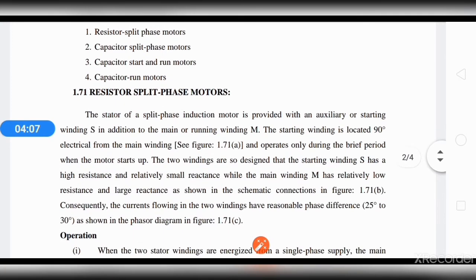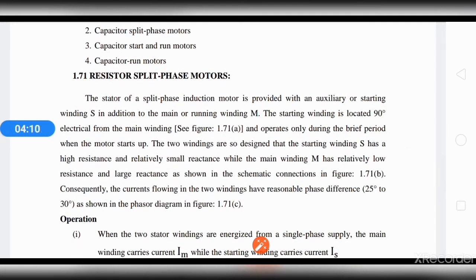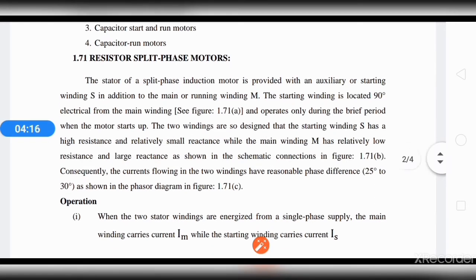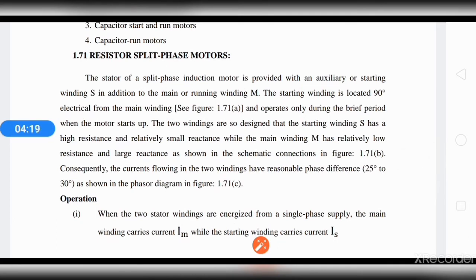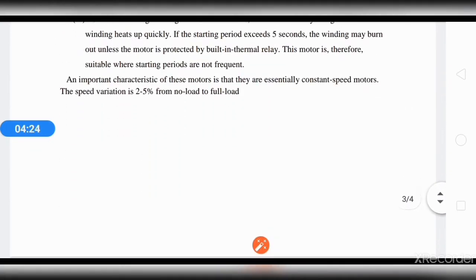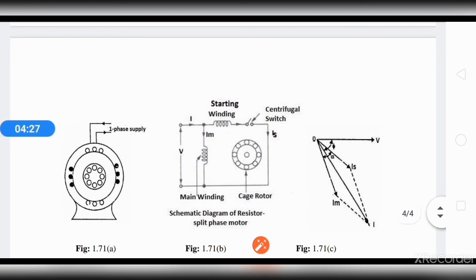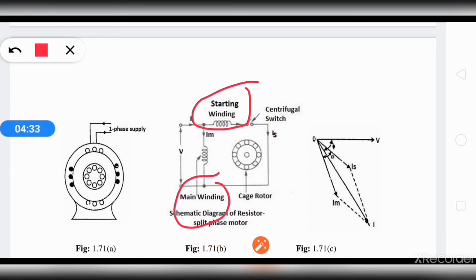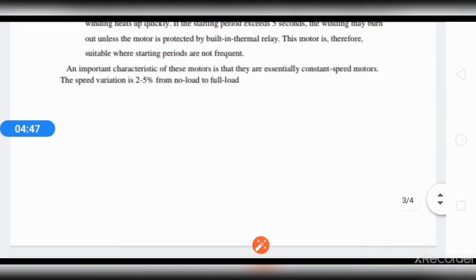The stator of a split phase induction motor is provided with an auxiliary and main winding. The starting winding is placed 90-degree electrical from the main winding, as shown in the figure. This is how the starting winding and the main winding are placed 90-degree electrical from each other. This is the rotor, and this is the physical diagram of the single phase induction motor, and this is the phasor diagram of the induction motor. So let us start reading again.